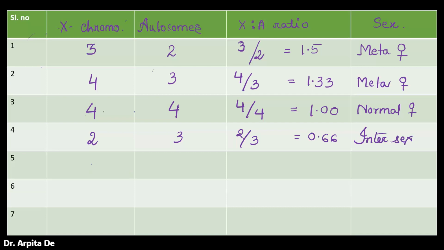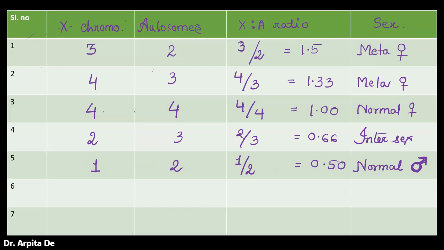All right. Next condition, 1 X chromosome, 2 autosomes. What will happen? What is the ratio? 1 by 2, which is 0.5. This is a normal male. So remember this: normal female has a ratio of 1 and normal male has a ratio of 0.5.